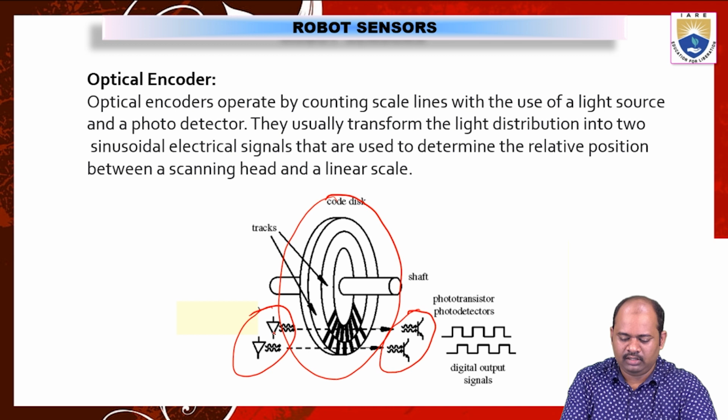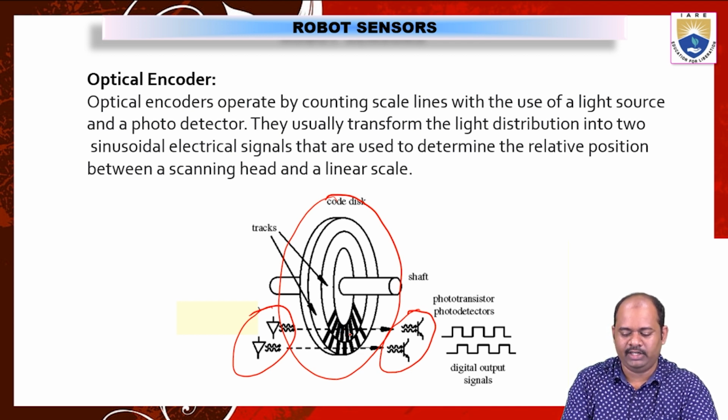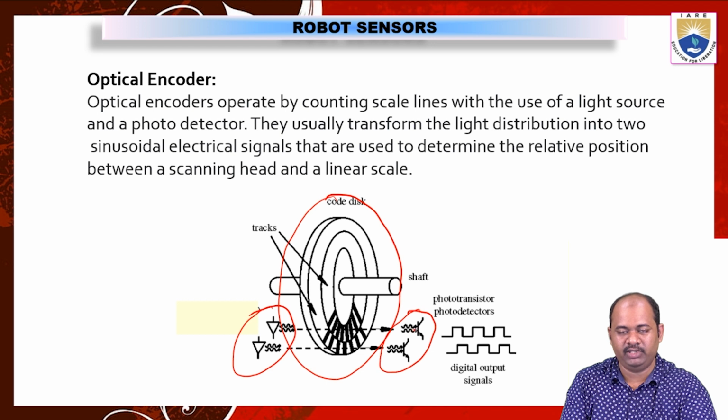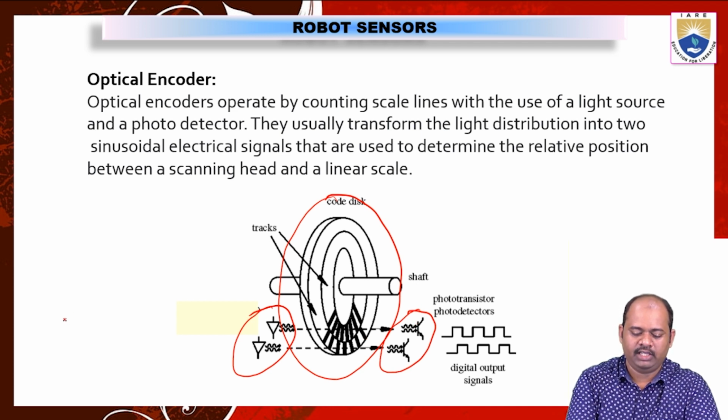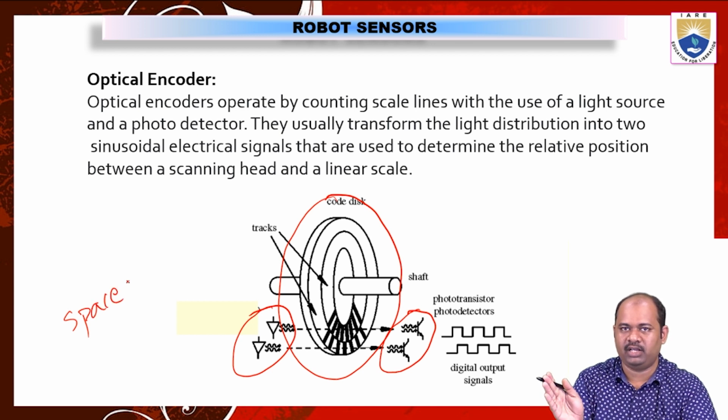So whenever the light is made to fall through the optical disc, when there is a hole, the optical disc will allow the light to pass through it, and this light will be sensed by the photosensitive detectors. Okay, so we will first calculate a space. A space is generated because the light is allowed to pass through the optical encoder disc. So we have generated a space. So this is a high output signal.